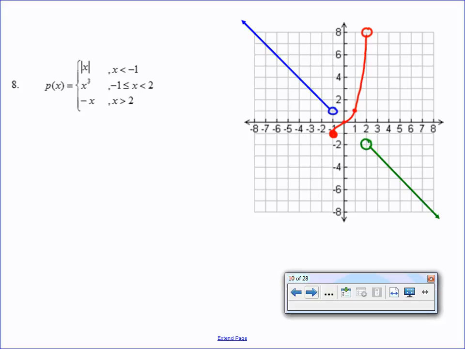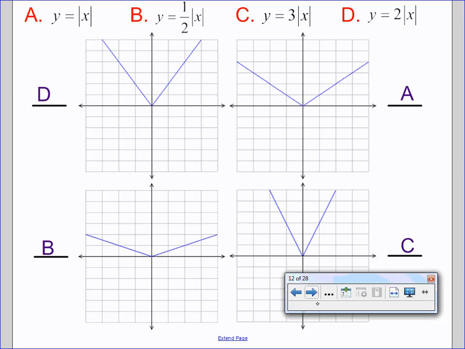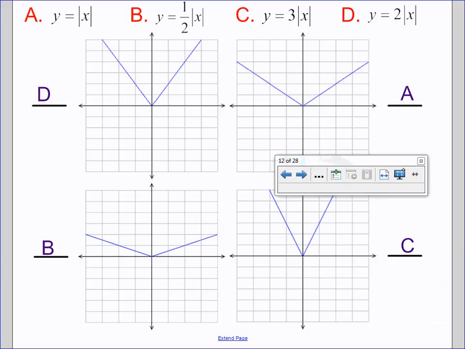Then let's check our matching. Everybody, let's check our matching. Please write the letter of the equation in the space provided. Get ready. We'll go in order left, right. Slide 1. D, decimal. A, algebra. B, binomial. C, calculator. For absolute value.